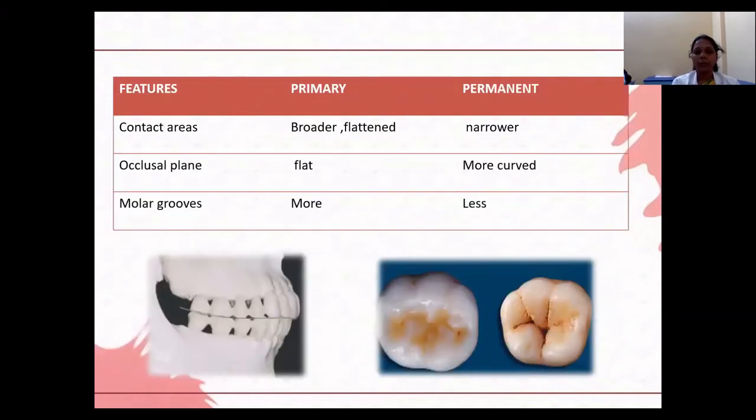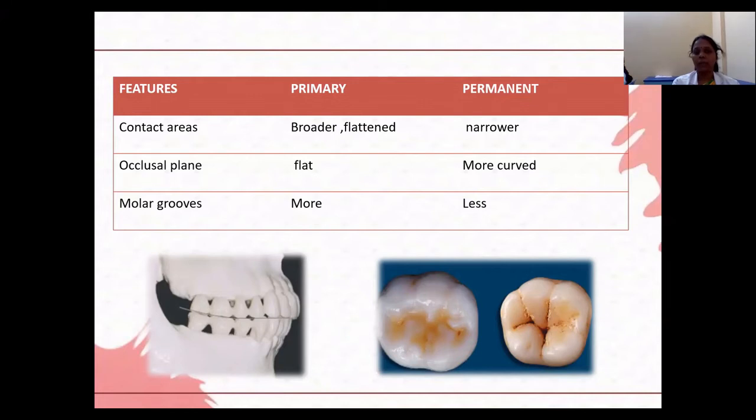And regarding the contact areas of the primary teeth, the enamel rods usually run occlusally in primary teeth, but for permanent teeth they run towards the gingival. So the contact area for the primary teeth will be broader and flatter, and it will be present towards the gingival, but for permanent teeth it will be narrower, more prominent, and present towards the occlusal surface. And in the occlusal plane, the primary teeth are more flat, and for permanent teeth, it will be more curved.